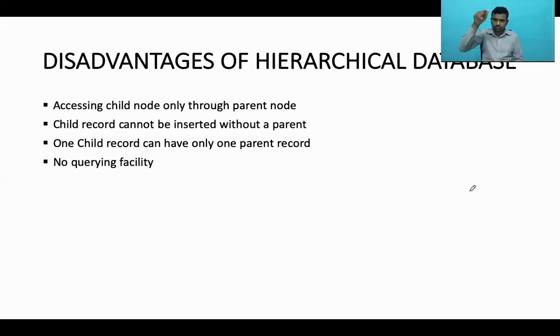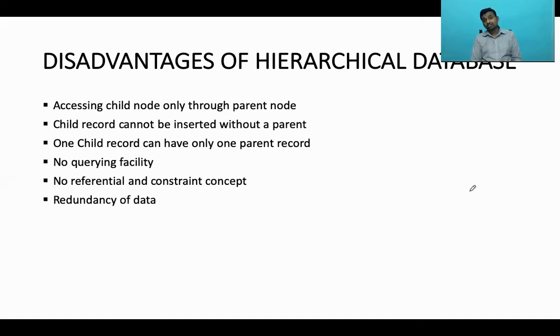No, I have to start from the beginning and then do it only in the hierarchical fashion. No referential and constraint concept here. No constraint concept here, nothing, right? You have to give only this kind of data. You cannot give any constraint here. That's not possible, right? Redundancy of data obviously will be there. We cannot avoid it. And then very cryptic macro. These are the bigger disadvantages of the hierarchical database model.